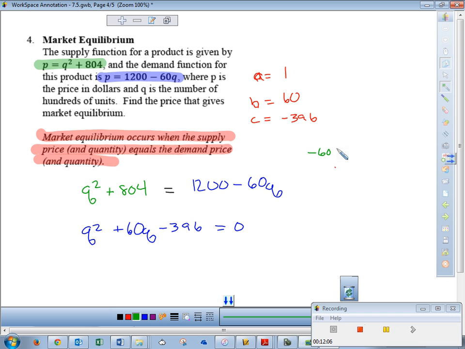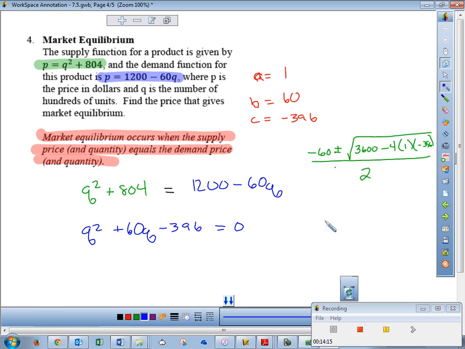Plus or minus the square root of b squared, which I usually punch in my calculator right away. I'm taking 60 squared. You know what 6 squared is: it's 36, and there'd be two zeros involved with 60 times 60. Minus 4 times a times c, all over how much? 2 times a, which is 2.